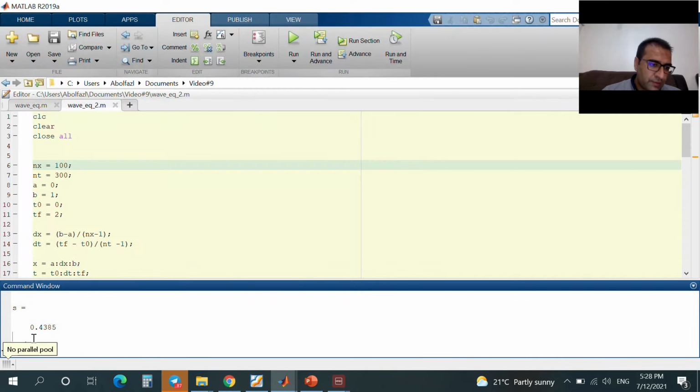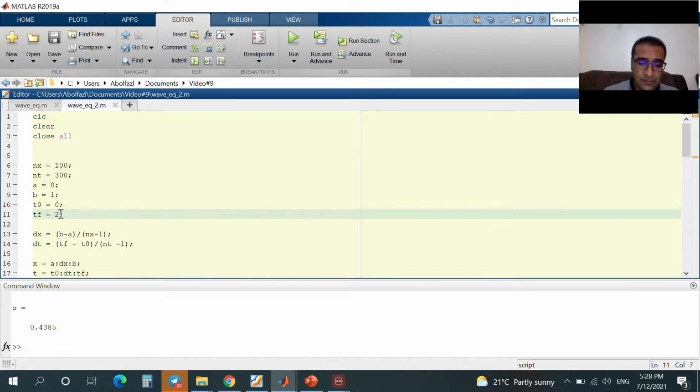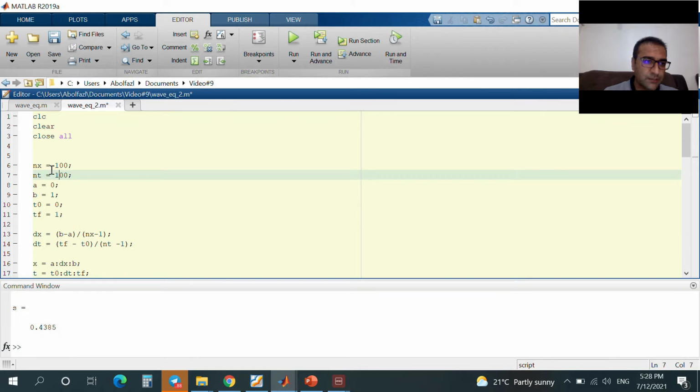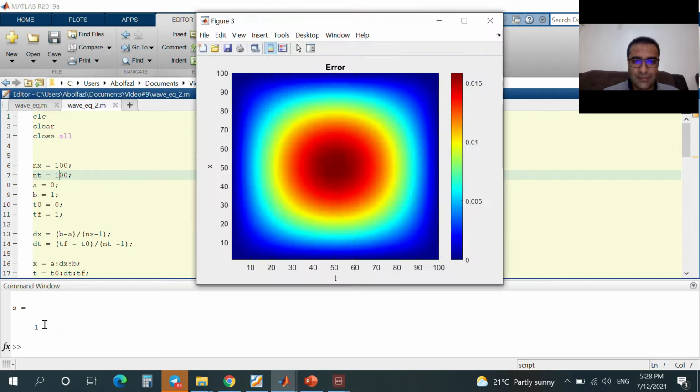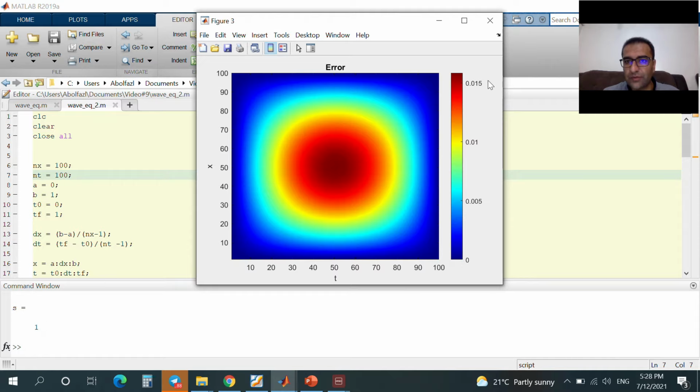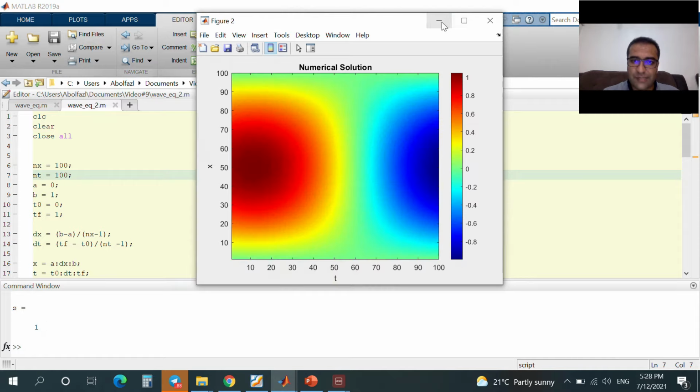And I want to show you something. It's about the factor s, right? I want to show that when the factor s is greater than 1, you will have an extremely big error. In order to do that, let me put the final time at 1 and put 100 for both the X direction and the time direction. Number of grid points in both directions is 100. And now you see that s is 1 here, and the error is acceptable, 0.15, right? The error is now acceptable.